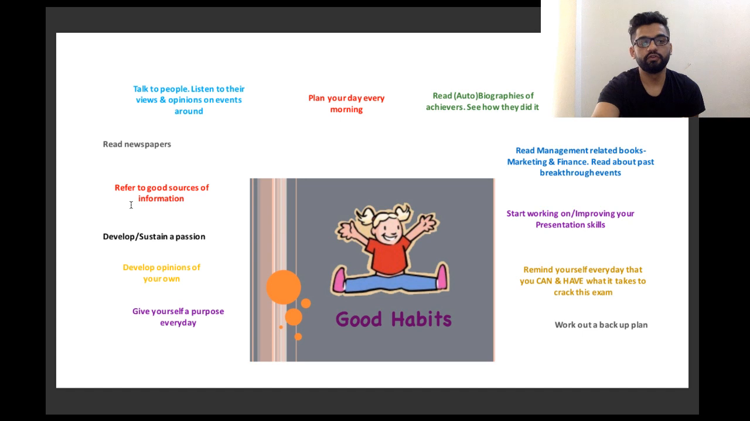Then refer to good sources of information. Read newspapers every day. Talk to people. Listen to their views and opinions on events around. Plan your day every morning. Read biographies of achievers. See how they did it. Read management-related books, marketing and finance. Read about, I would say, some famous breakthrough events. Black Thursday, Black Friday, Black Tuesday, right? The Great Depression and things like that. Start working on improving your presentation skills.